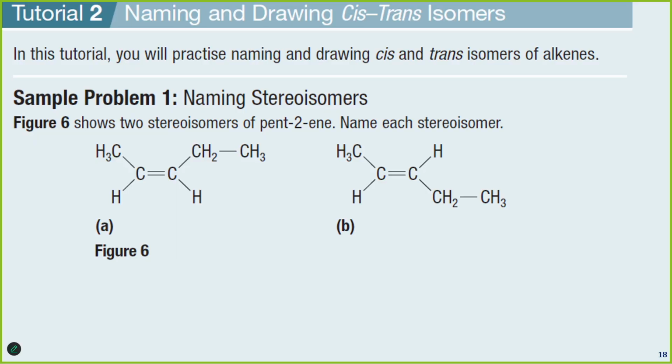Naming and drawing cis-trans isomers. In this tutorial, we will practice naming and drawing cis and trans isomers of alkenes. Okay, for example, suppose we have a figure here showing two stereoisomers of pent-2-ene. Can we name each stereoisomer? Use the cis and trans naming format. So I'll give you 1 minute to think about this, and then we'll have a look at the solution together, okay?